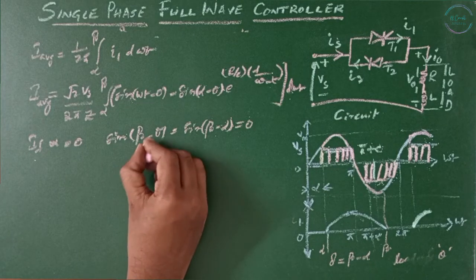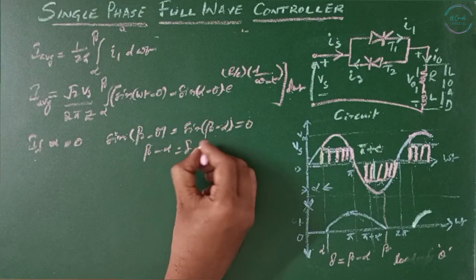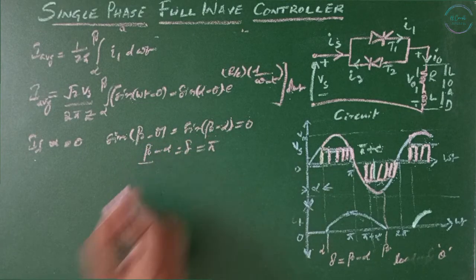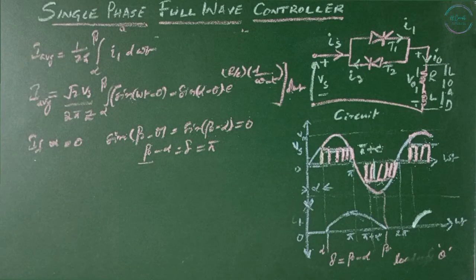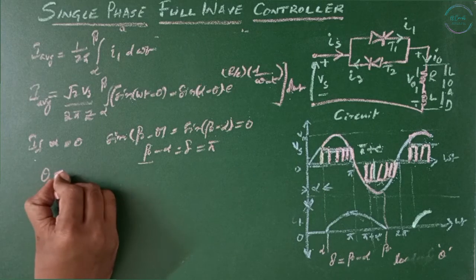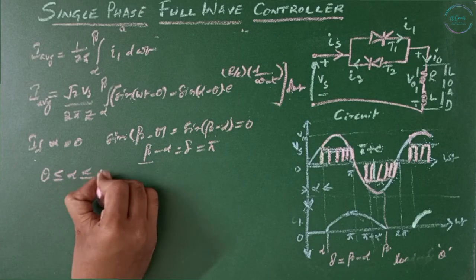And beta minus alpha equals delta, that equals pi, where beta is the extension angle, alpha is the delay angle, delta is the conduction angle. Since the conduction angle delta cannot exceed pi, the load current must pass through 0. The delay angle alpha may not be less than theta, and the control range of delay angle is theta less than or equal to alpha less than or equal to pi.